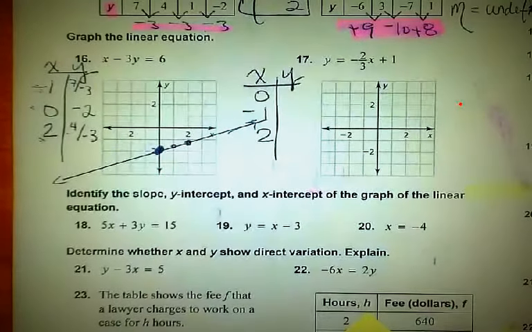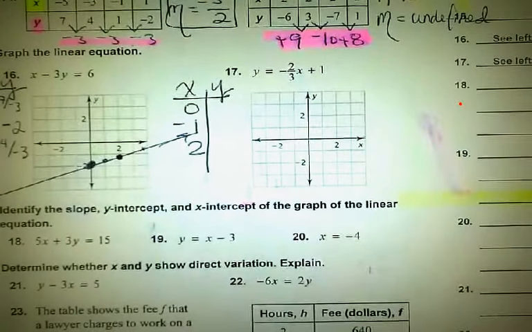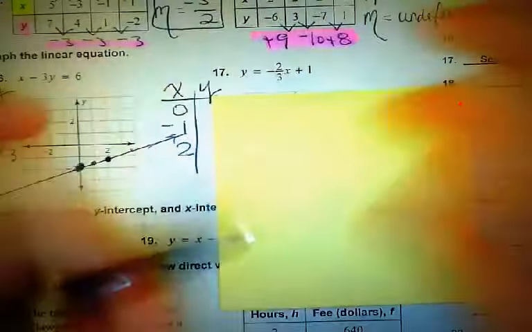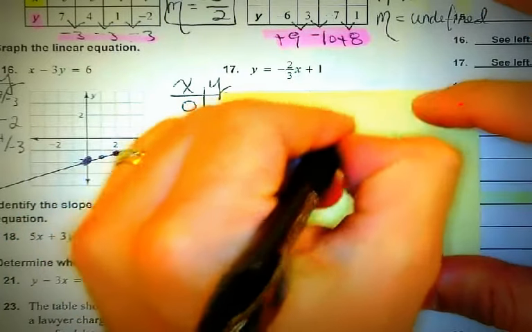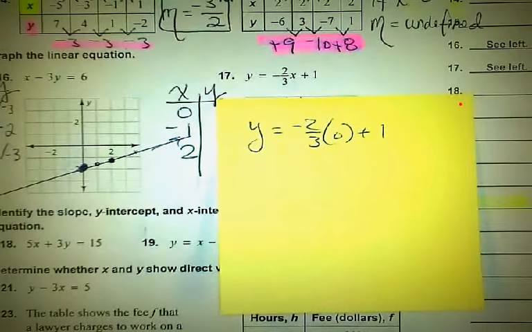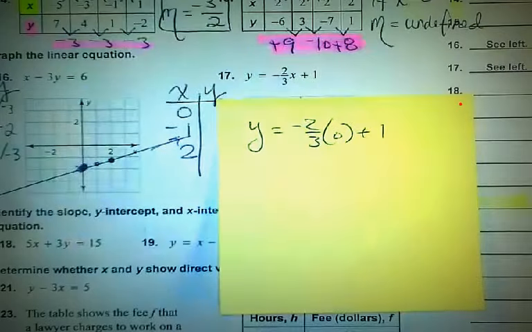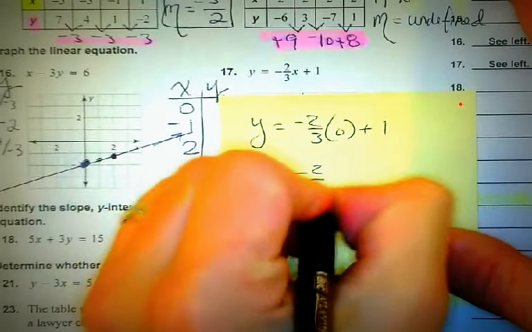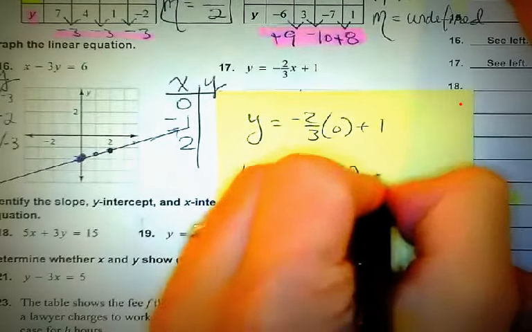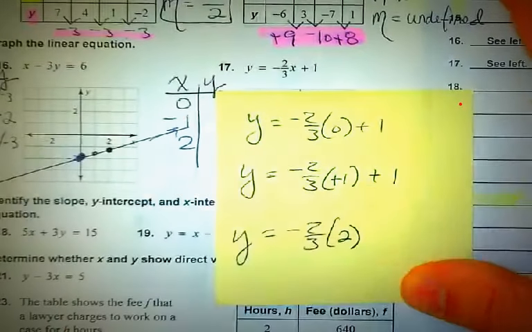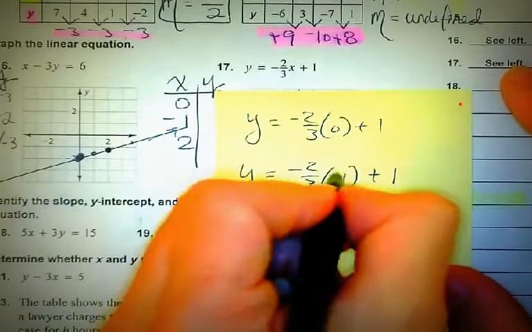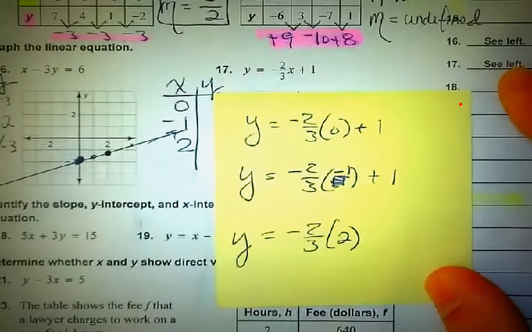All right, let's go on to our next equation, number 17. So again, we've got this t-chart here, and we're going to say that y equals -2/3 times 0 plus 1. And then we've got y equals -2/3 times -1 plus 1. And y equals -2/3 times 2. Oops, positive 1 there. Well, we can use -1. Okay, plus 1.